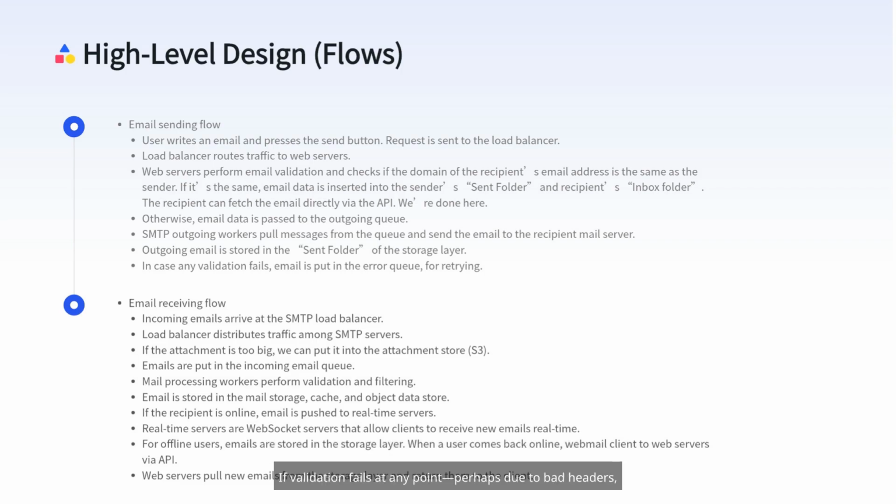If validation fails at any point, perhaps due to bad headers, blacklisted domains, or malformed addresses, the email is sent to an error queue, where it can be retried later with back-off logic.